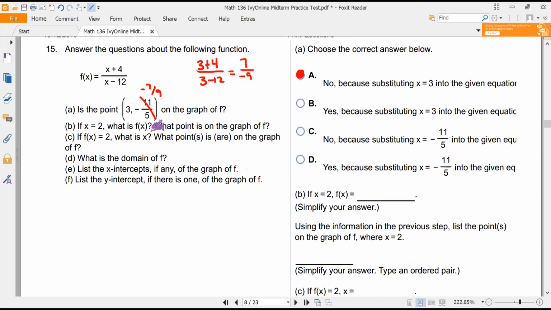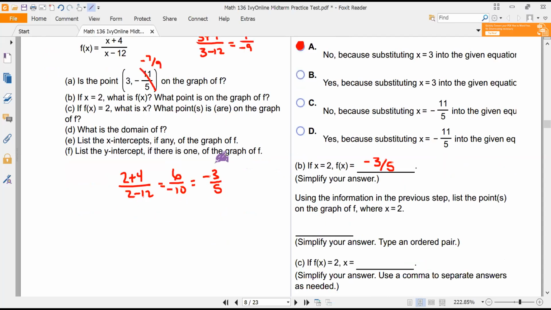If x equals 2, what is y? Because f of x is y. So if we plug in 2 plus 4 over 2 minus 12, that is 6 over negative 10, which reduces to negative 3/5. So we would put negative 3/5 because they're just asking for the y value. Now, using the information, list the points on the graph of f where x equals 2. So that means we want to write it as... let me read this again. Using the information in the previous step, list the points on the graph. Oh, they're just wanting us to write it as an ordered pair.